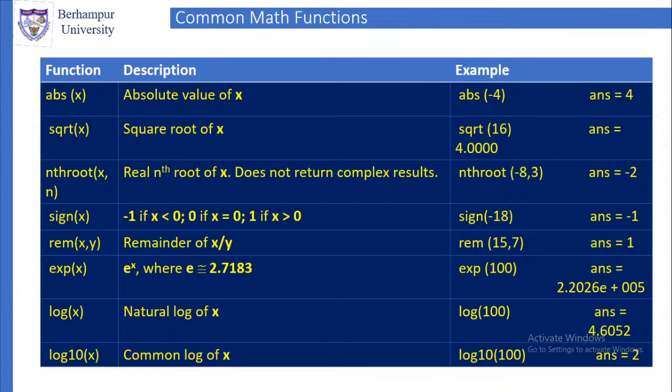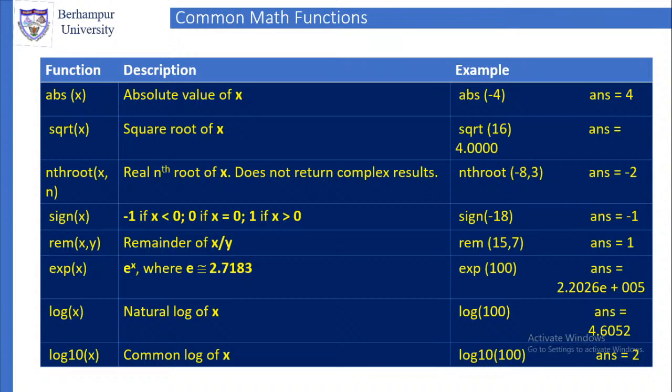Then exp x, which is exponential to the power x. So if I write exp 100, it will give me this answer, 2.0226 E005. E005 means 2.0226 into 10 to the power 5. Now what is exponentiated here? It is E, the Napierian base, which is approximately equal to 2.7183. That is the value which is exponentiated.